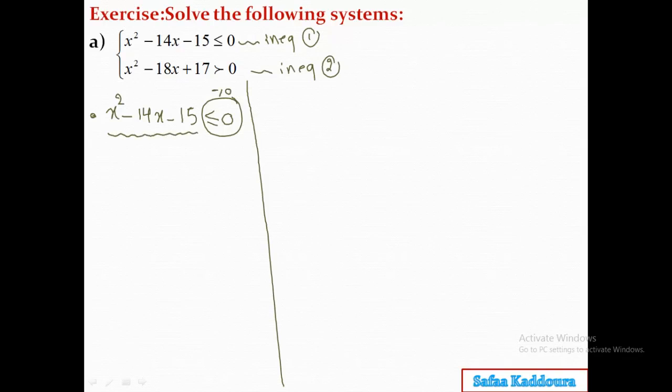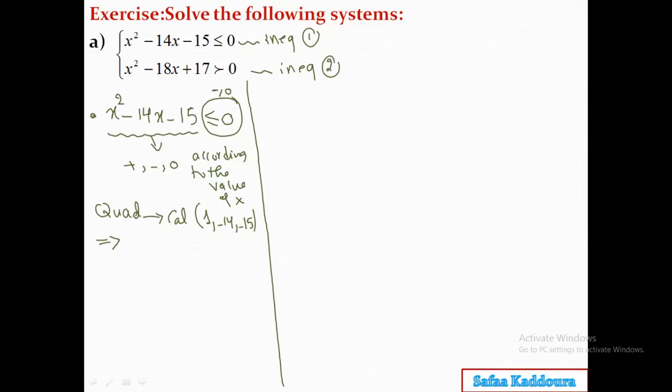As we have said before, this function may be positive, may be negative, may be 0 according to the value of x. So we will study its sign by finding the roots and draw the table of sign. Because it is quadratic, I will use calculator, or you can calculate delta. I will enter in calculator a 1, b minus 14, c minus 15.